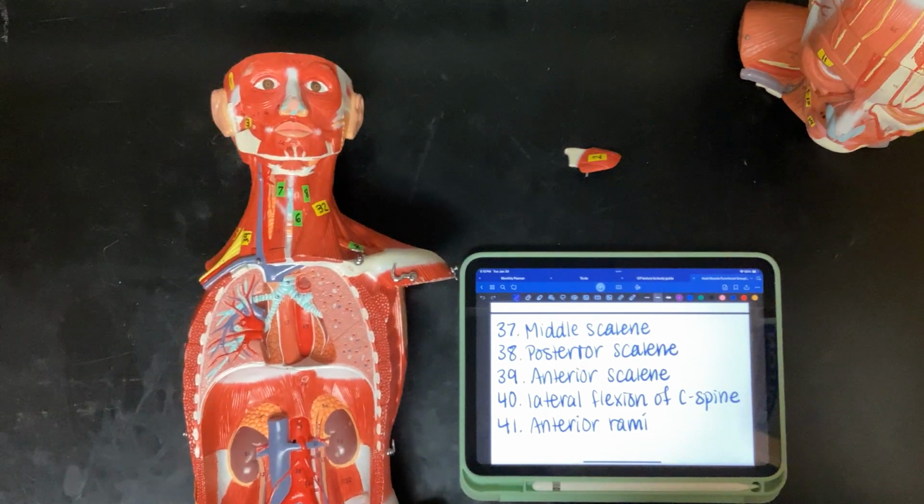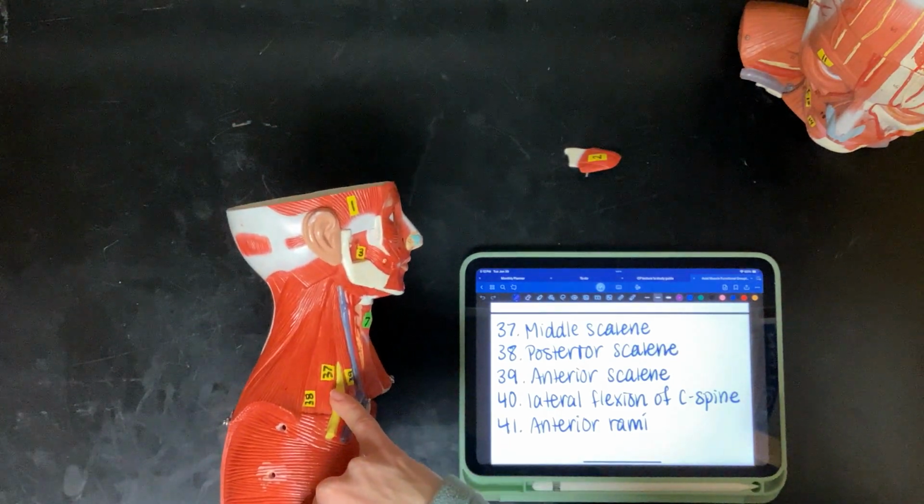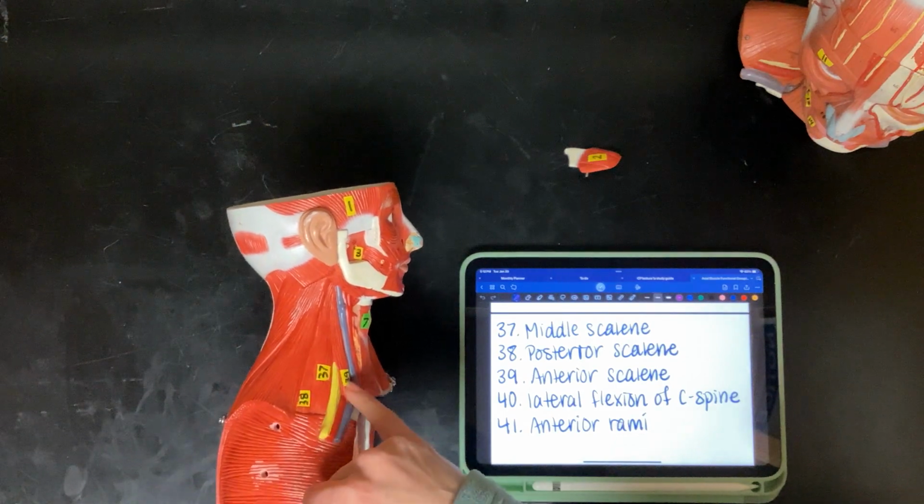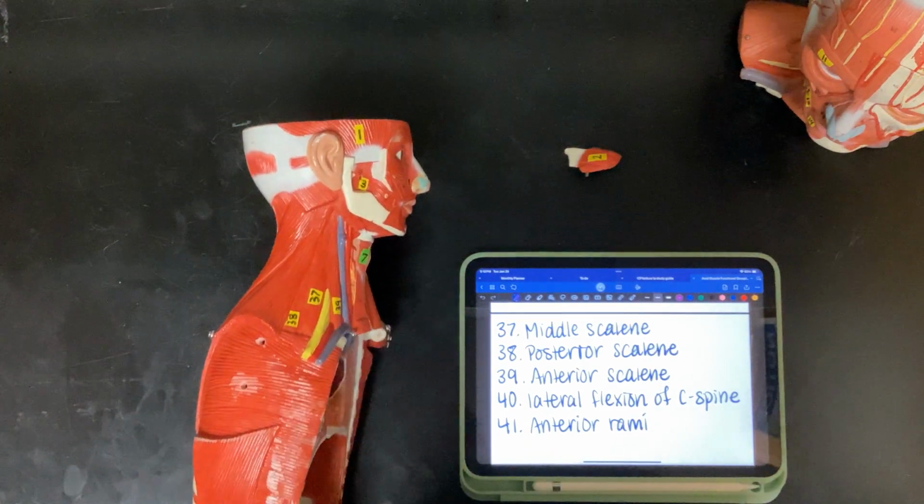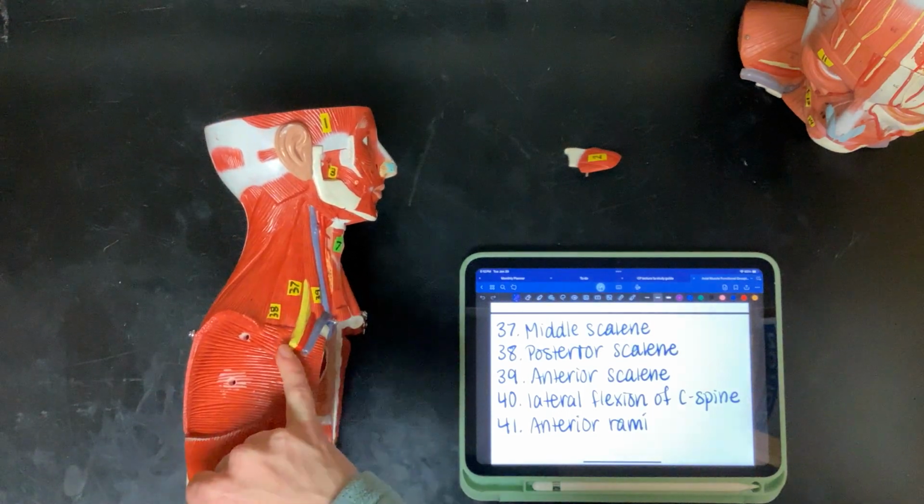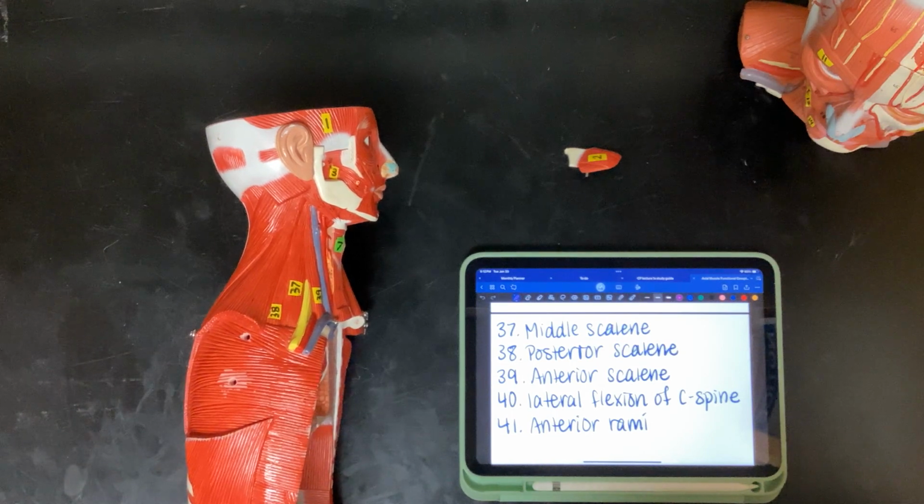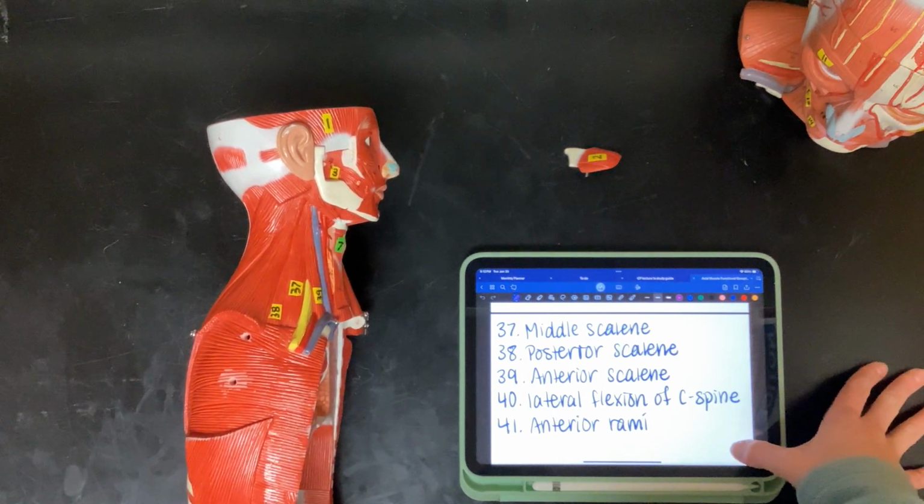Finally, we have 37, 38, and 39, the middle scalene, posterior scalene, and anterior scalene. 37 and 38 do lateral flexion of the C-spine, or the cervical spine, and they are all innervated by anterior rami.